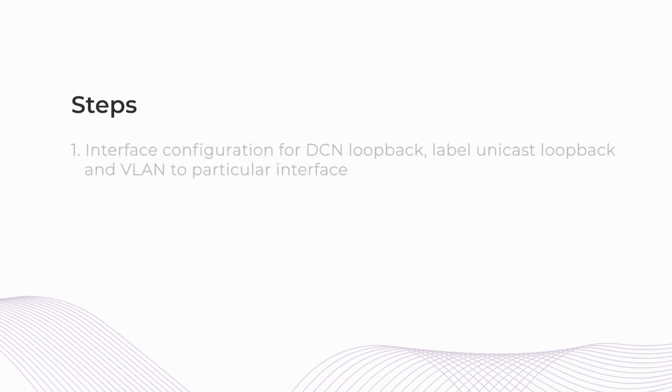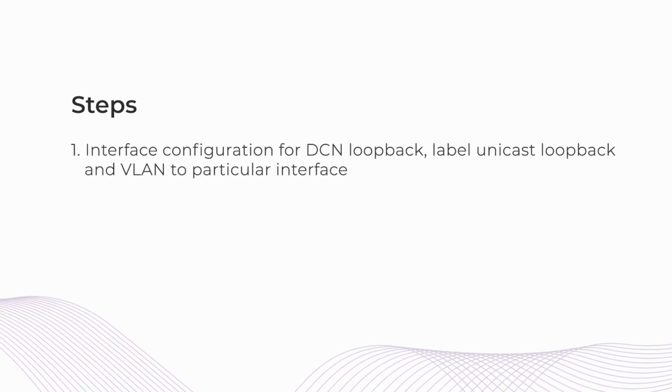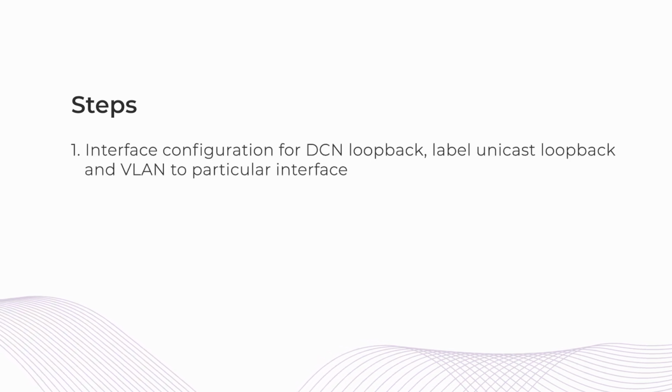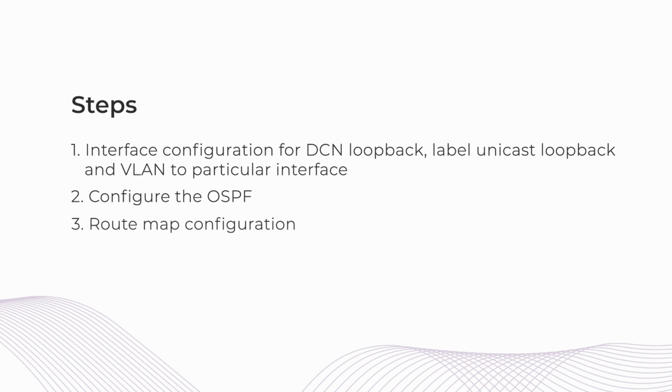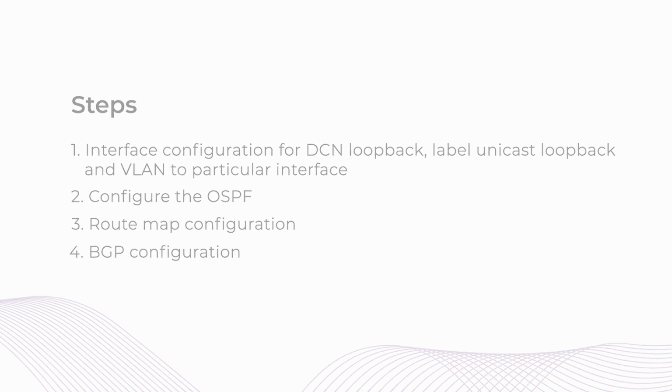First step, to configure the interface configuration for DCN loopback, label unicast loopback, and VLAN to the particular interface. The second step is to configure the OSPF. The third step would be the route map configuration. Fourth step is BGP configuration.